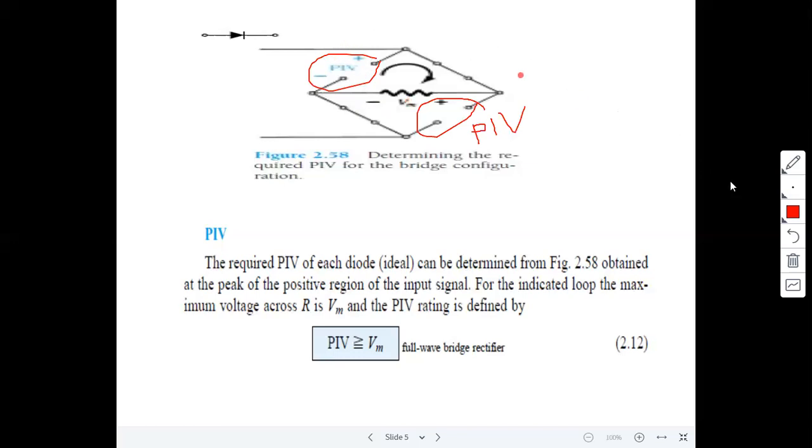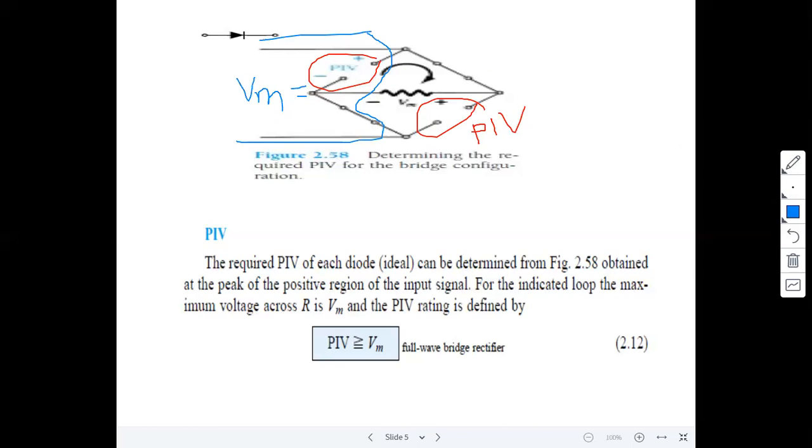One path is, now I change color. Now with respect to one path, this is the one path, right? Now here the applied voltage is equal to Vm. Okay. Now, considering this path, the reverse voltage is equal to Vm only, right? Peak inverse voltage or peak reverse voltage is equal to Vm only.